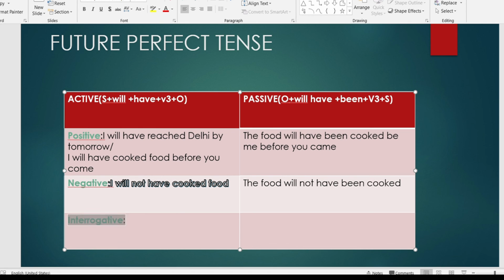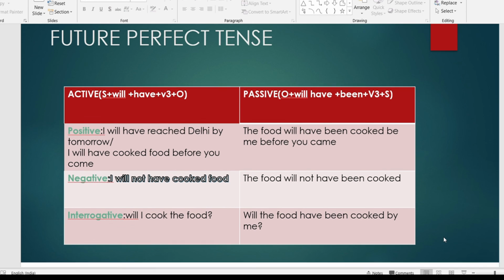Right? The interrogative. Will I have cooked the food before you come? Or will I not have cooked the food before you come? The passive will become the food. Okay, sorry, we are converting this into interrogative. So the helping verb takes the first place. Will the food have been cooked by me? Speaking is easier, writing, and that too typing, becomes harder sometimes. Or will the food not have been cooked by me? Will is the first, the food second, not. Will the food not have been cooked by me? Right? Now I hope you are getting this.